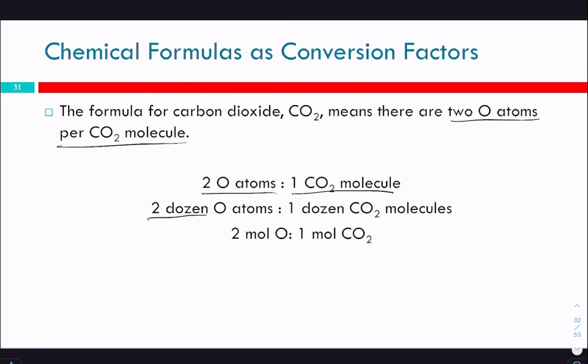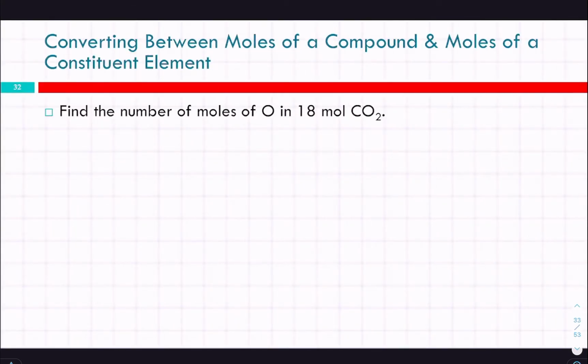If you had 2 dozen oxygen atoms, that means you'd only have 1 dozen CO2 molecules. Or if you have 2 moles of oxygen, then you only have 1 mole of carbon dioxide. Or vice versa, right? 1 mole of carbon dioxide, 2 moles of oxygen. So, number of moles of oxygen and 18 moles of CO2. What would be our ratio? Multiply by 2. Yeah, because there's two.